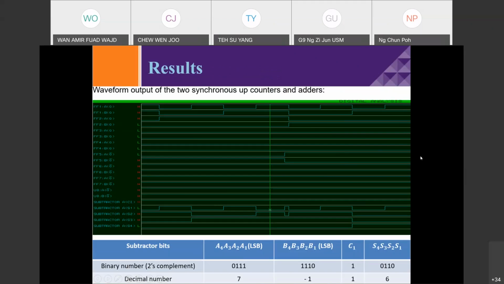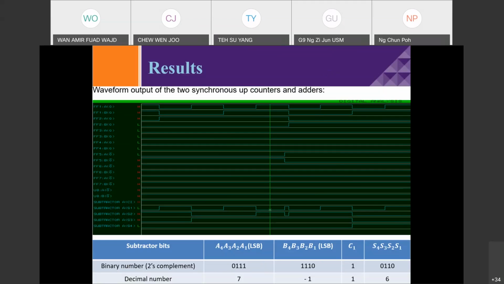Okay, so this is our result from the 2 synchronous up counters and adders. So from FF4B, which is the MSB of the entrance counter, to FF1A, which is the LSB of the entrance counter. But we are only interested in the last 4 bits of each of the entrance and exit counters, since they are the ones that we are going to use for limiting the 7 people.